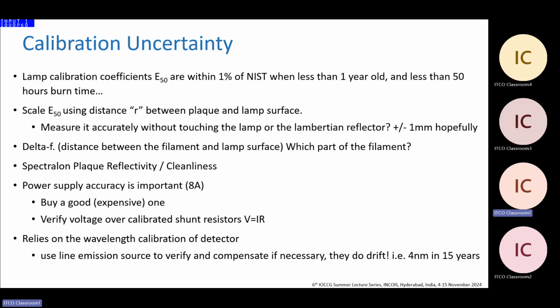There are issues about the spectral plaque reflectivity over time. It really likes absorbing grease from your hands. And then when you clean it, it still doesn't look perfect. So there's some degradation there. And then how do you characterize the reflectivity of that? So you want to buy a couple and treat one very, very well, and then you might have an operational one. You then swap between the two and treat one very carefully. Don't take it out in the field, things like that.